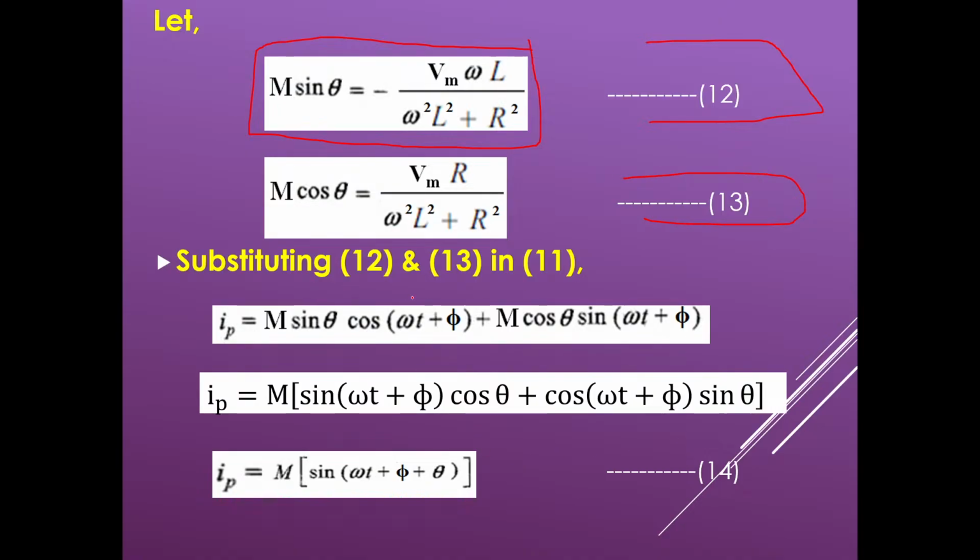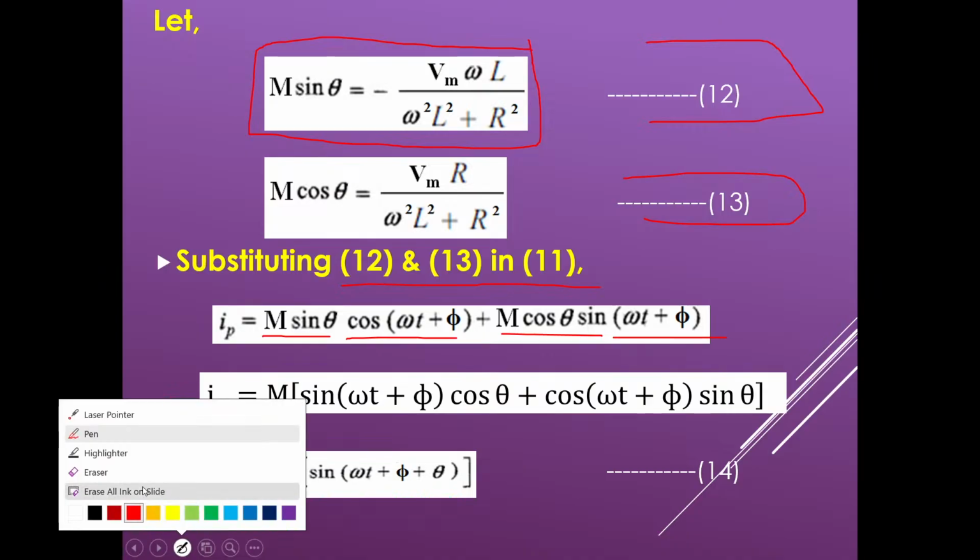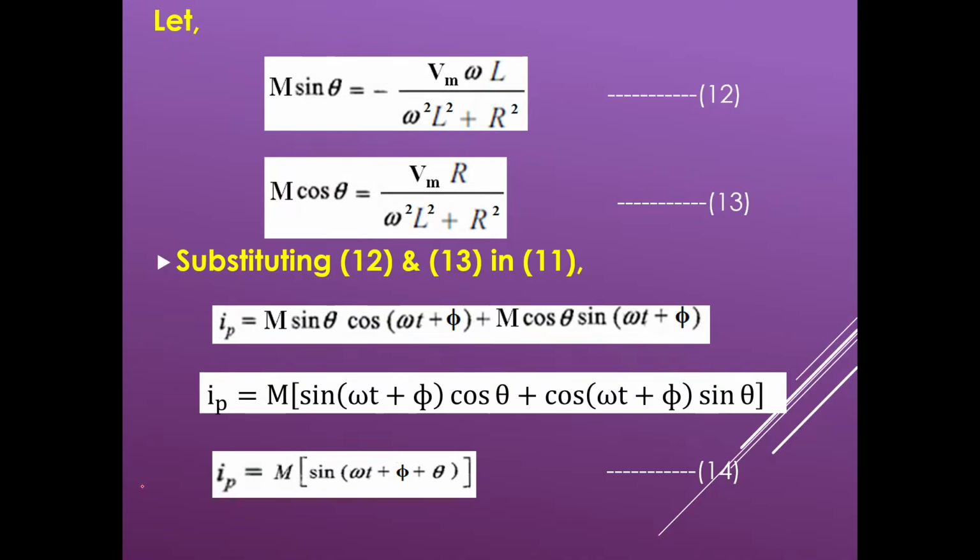Now you can substitute 12 and 13 in your equation number 11. So you'll get a simple expression for the particular solution of the current, that is IP is equal to m sin theta cos omega t plus phi, plus m cos theta sin omega t plus phi. Okay, this is more simple. The number of terms has been reduced. Now here you can take m common and rewrite this expression.